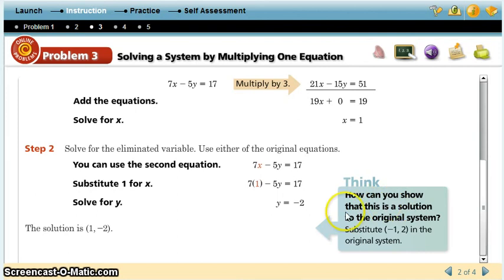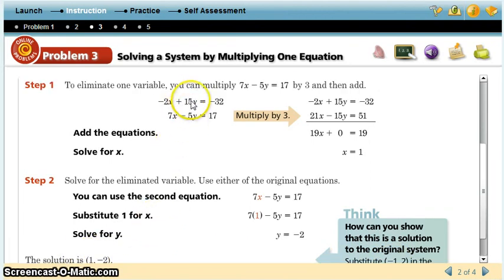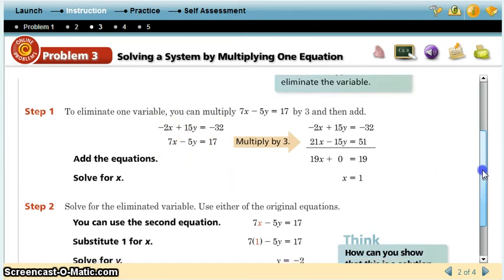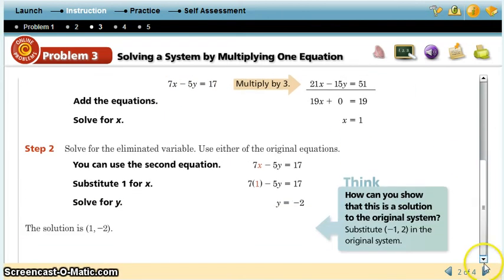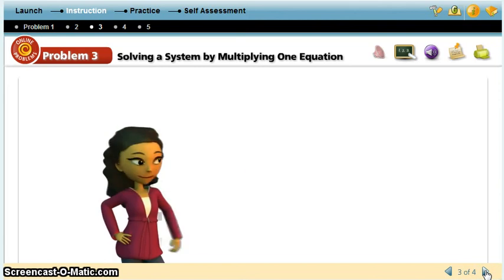Now over here it asks you what could you do, how could you show that this is an original solution? First of all, this is a typo here. The negative's in the wrong spot. This should be a positive 1 and a negative 2. That's our solution here. But what you can do is take your solution and plug it into the two original equations. Make sure that it works in both, and then you would know that it is the correct solution. All right. So now it's your turn.